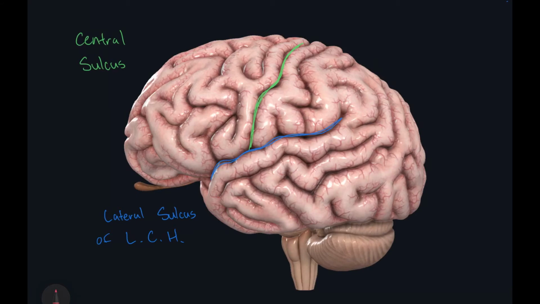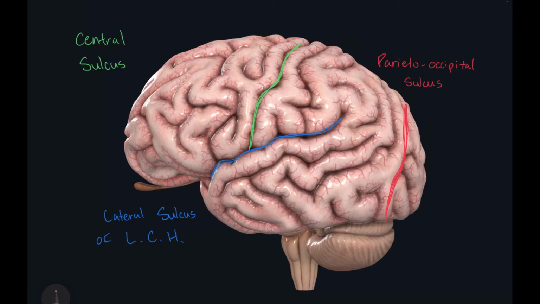And the last landmark I want to point out is another sulcus, the division between the parietal lobe and the occipital lobe. It goes right here. It's not quite easy to see on this image, but this sulcus is called the parieto-occipital sulcus of the left or right cerebral hemisphere. And those are all the different landmarks found on the external surface of the cerebrum.